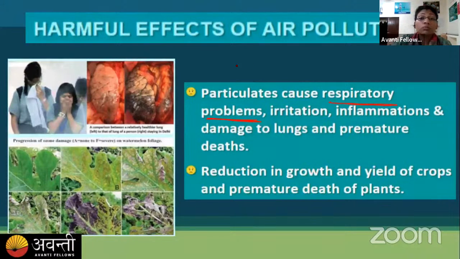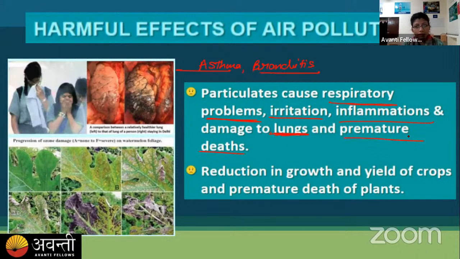The most common respiratory problems found nowadays are asthma and bronchitis. All right. So these are some respiratory problems in which irritation and inflammation in the respiratory tract start. And if we stay exposed to these particulate matters for a long period of time, they can also cause damage to the lungs, and damage to the lungs leads to premature death.